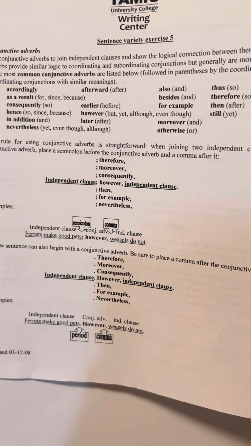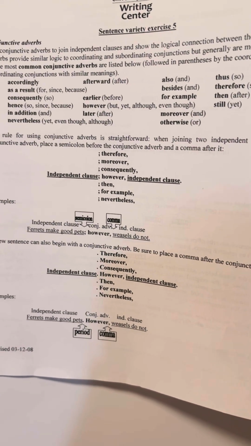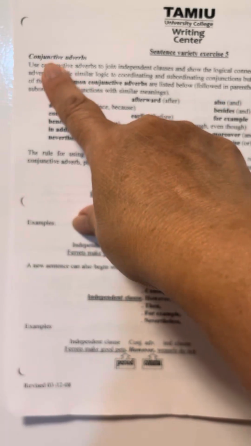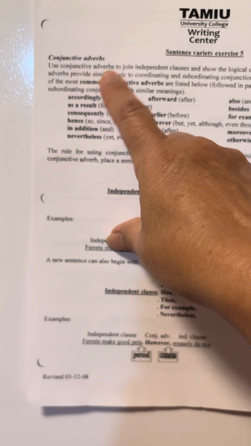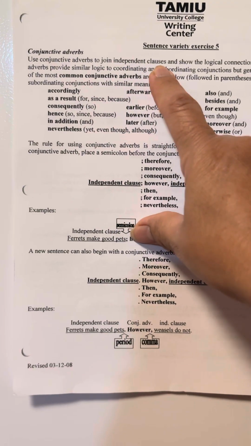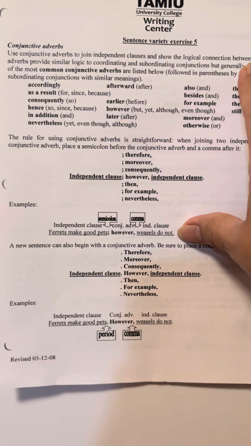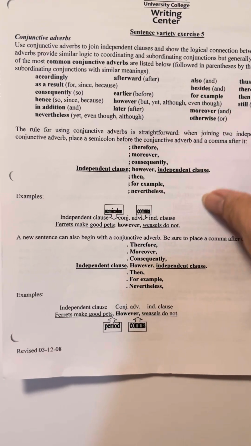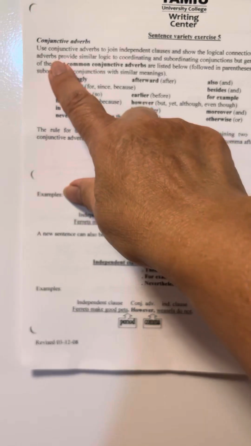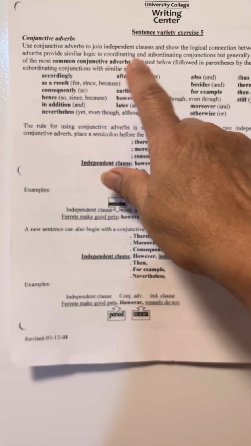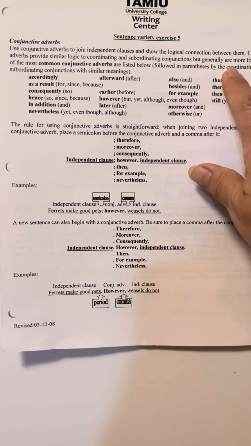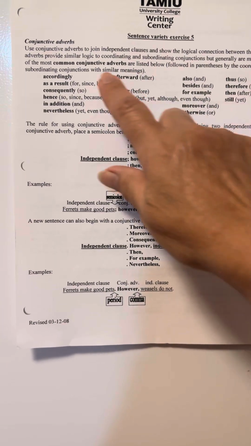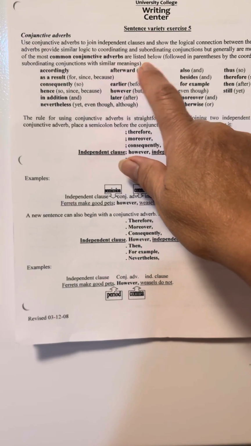Okay, let's start with this one. This is all about how to use conjunctive adverbs. You use conjunctive adverbs to join independent clauses and show the logical connection between them. You'll see what that means in a minute. Conjunctive adverbs provide similar logic to coordinating and subordinating conjunctions, but generally are more formal. Some of the most common conjunctive adverbs are listed below.